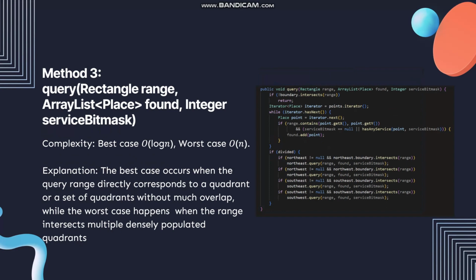And with the query method, which has the best case of O(log n) and worst case of O(n). The best case occurs when the query range directly corresponds to a quadrant or a set of quadrants, but much overlap, while the worst case happens when the range intersects multiple densely populated quadrants.